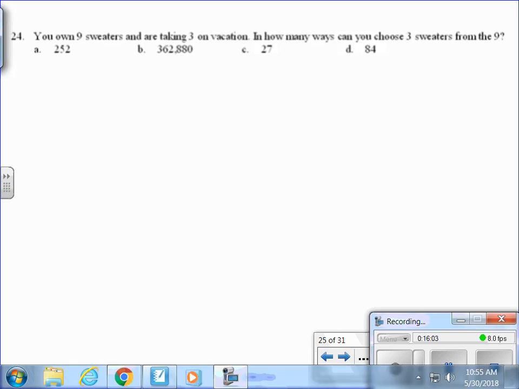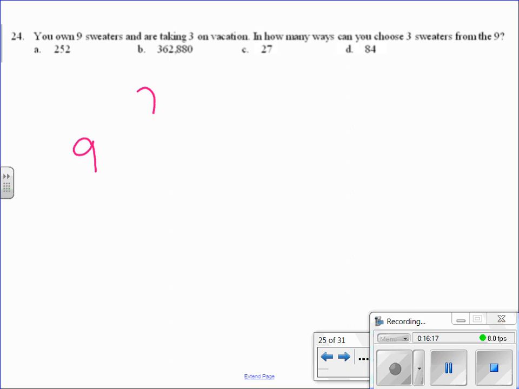I had a silly question. I know there's no such thing as a silly question, but a student said, "Why would you take a sweater on vacation?" I'm like, "Duh, your ski trip, Ireland, Alaska." Okay, so you own 9 sweaters. We're gonna take 3 on vacation. This is called 9 choose 3. That's when we did this.